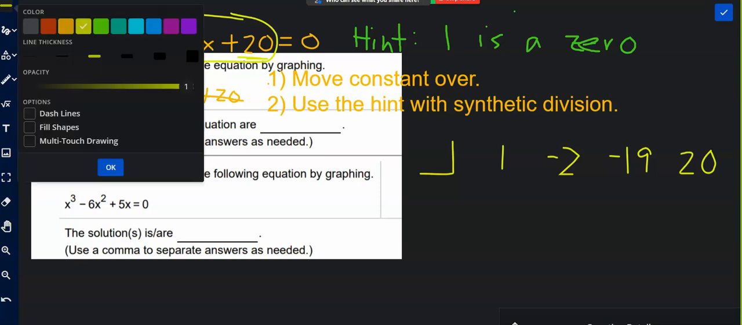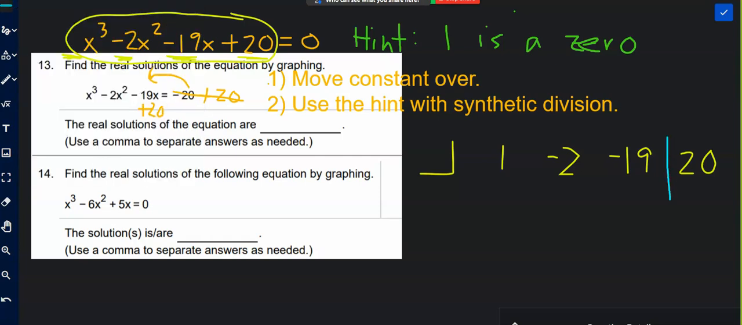Okay, now I'll use different colors so you can see. I'm going to draw a vertical line there, and I'm going to draw a horizontal line here. Now you can see that I left some space underneath the 1, the -2, the -19, and the 20, like a whole row of empty space. And I'll show you why in a second. Synthetic division will help me to factor. So this is another way to factor, but you have to have a hint. Now I actually saw the hint that I gave you on the graph that I was looking at.